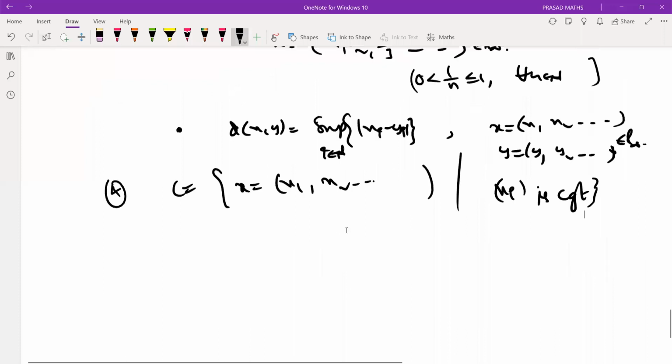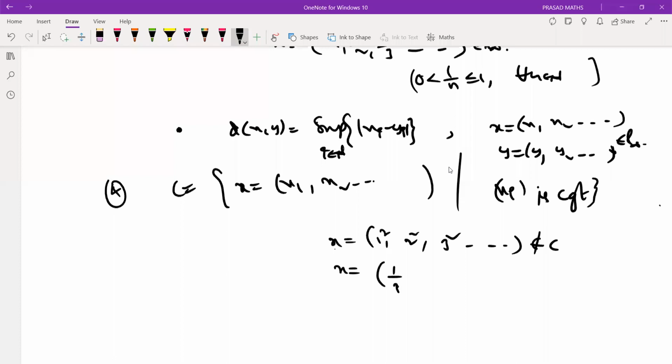So C is the set of all convergent sequences. Suppose you take 1 square, 2 square, 3 square, like this. Is it an element of C? No, because it's not in fact bounded, therefore it's not convergent, so it's not an element of C. Suppose you take 1 by 1 square, 1 by 2 square, 1 by 3 square going on, 1 by n square. It converges to 0, therefore it is an element of C. Why? Because 1 by n square tends to 0 as n tends to infinity, so it is a convergent sequence.